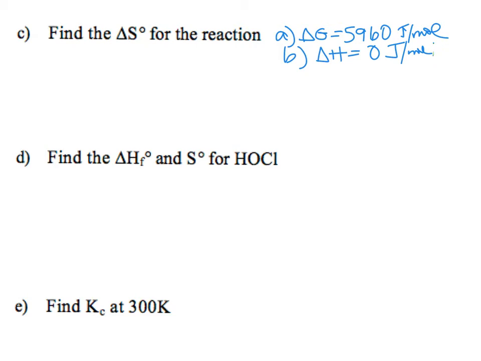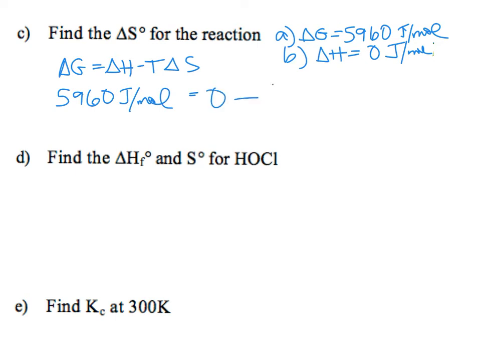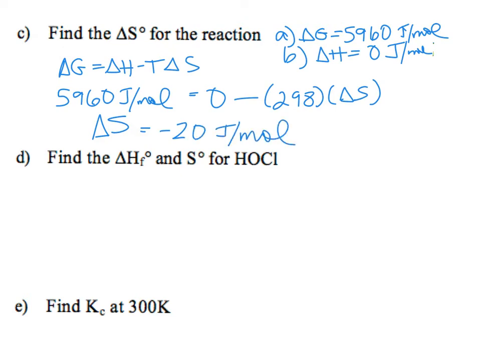Well, again, we don't have any HOCl in that table on the previous page, but now that we have G and H, we can use Gibbs-Helmholtz. They don't really talk much about a temperature, so I'm going to assume 298. I've got 5960 joules per mole is equal to 0 minus the temperature of 298 times the delta S. So I can solve, and when I solve, I get a delta S of negative 20 joules per mole.